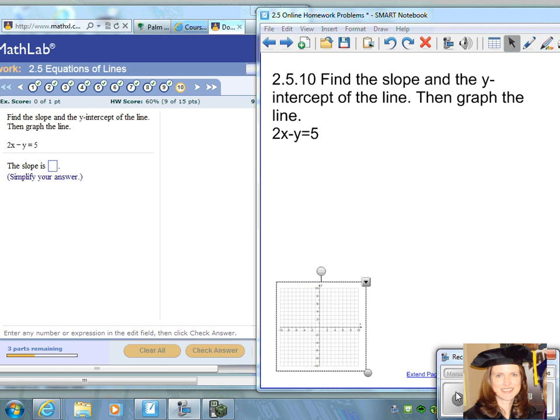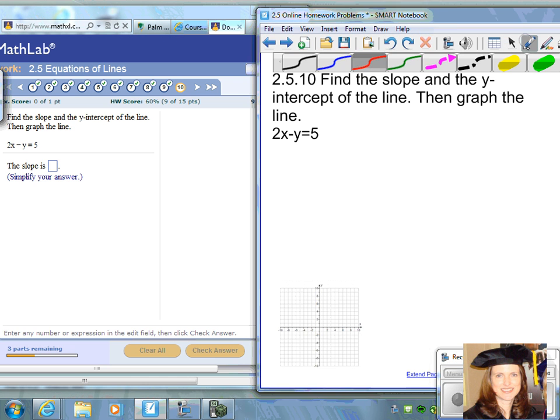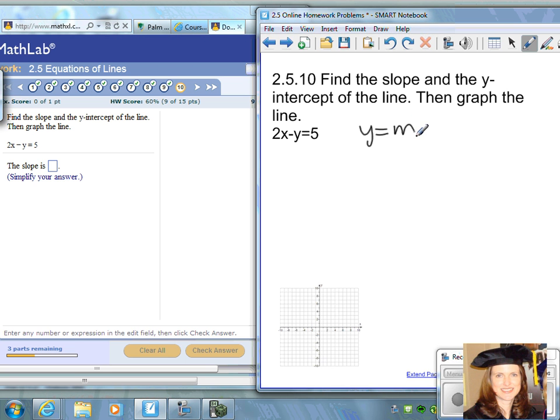Question number 10 from section 2.5, equations of lines. We're asked to find the slope and the y-intercept of the line, then graph the line. To find the slope and the y-intercept, we want to make this line look like the form y equals mx plus b, where m is the slope and b is the y-intercept. To do that, we're going to have to solve for y.